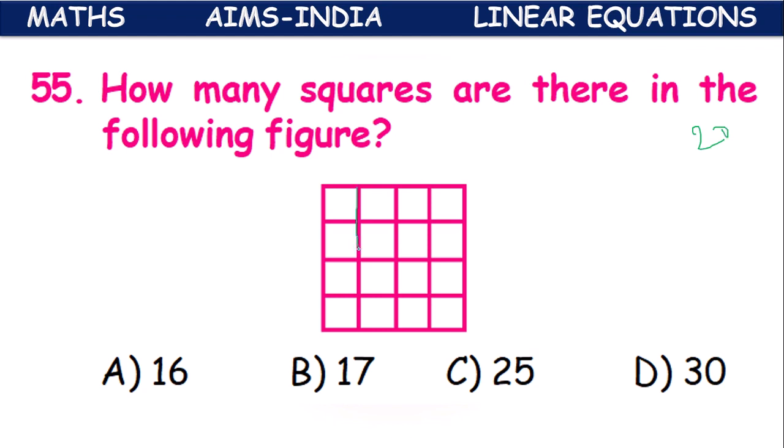If you take this part 21, this part 22, this part 23, this part 24, whole part 25. So altogether we will be having 25 squares, children.